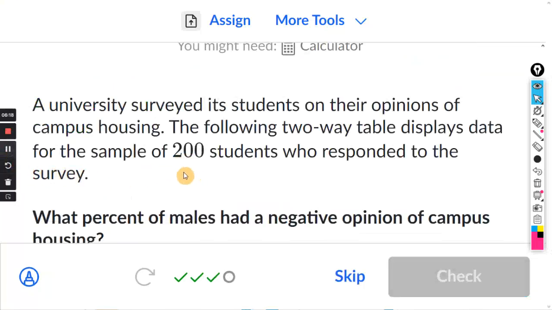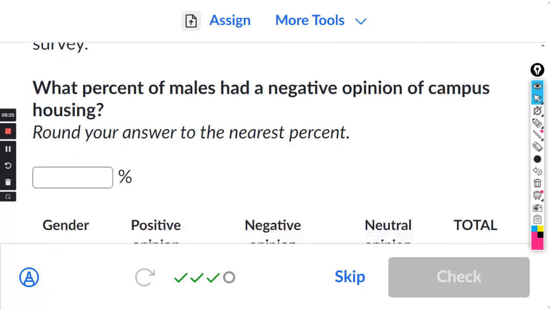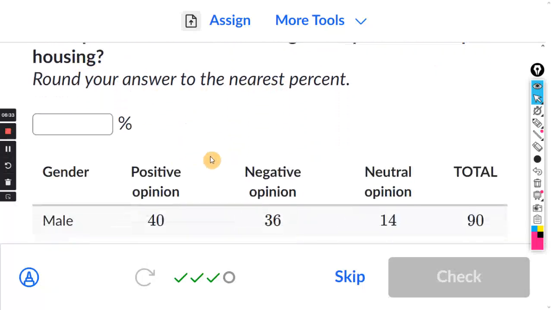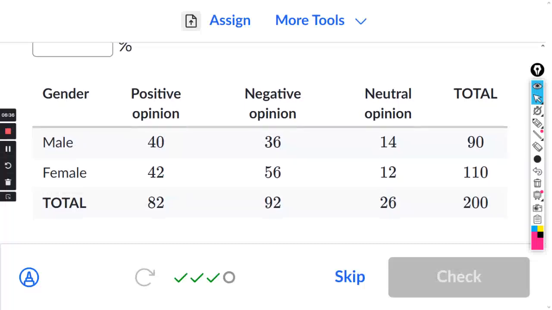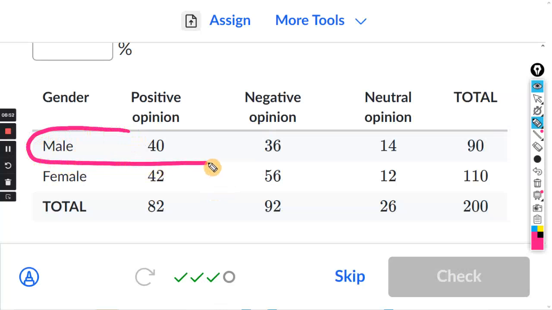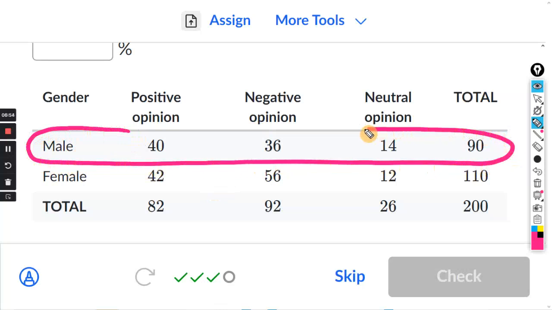All right, last one. Honestly, I don't even think you need to read these write-ups. Okay? Really, you can just go to the question in the table in many cases. What percent of males had a negative opinion of campus housing to the nearest percent? All right, what percent of males had a negative opinion of campus housing? Well, here is the opinion type, and here is the gender. They asked what percent of males have a negative opinion. So since we're doing percent of males, we are limiting ourselves to the male row.